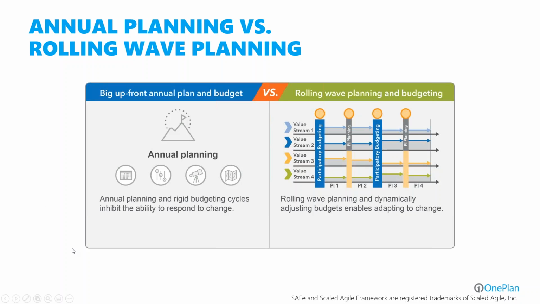Now the 6 monthly cycle and then the quarterly cycle that I mentioned, these are things that you could actually implement anytime, really. You're not dependent on going full on with SAFe to be able to make those adjustments.